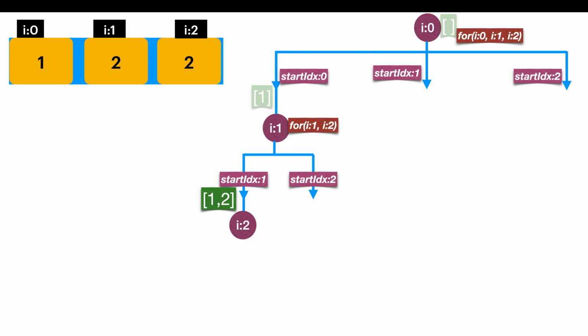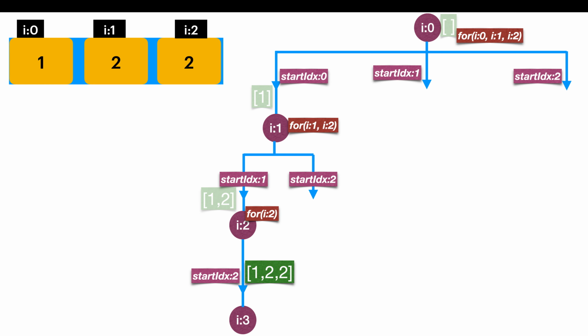Now the caller index becomes 2. From here, we start with index 2. So we add the index 2 value. So it becomes 1 comma 2 comma 2. Now from start index 2, we initiate a recursive call to the next index. Now our current index is 3, which is equal to the array length. So there is nothing to do, so we just return to the caller.